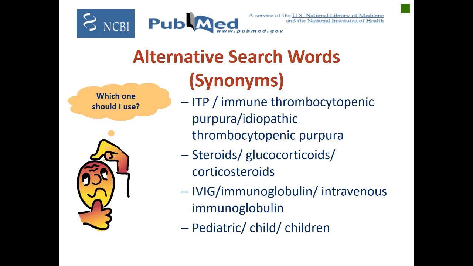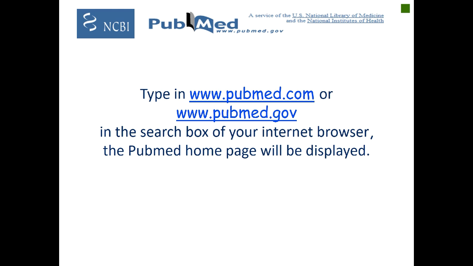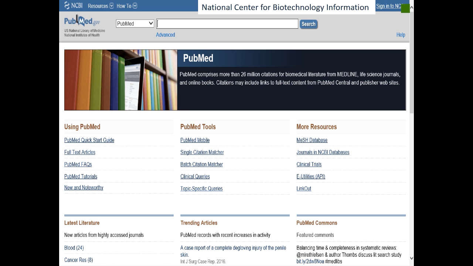Let's start our search and see how it goes. Start your search. In your web browser, type in www.pubmed.com or .gov. It will direct you to the homepage of the PubMed. This is the homepage of the PubMed. You can create your account by registration, which is free, into the NCBI, which stands for National Center for Biotechnology Information, and you can type in the search term in the search box. This is the main search box, and do your search.